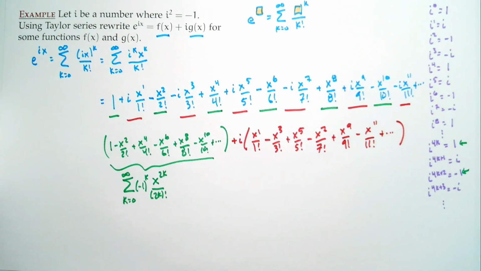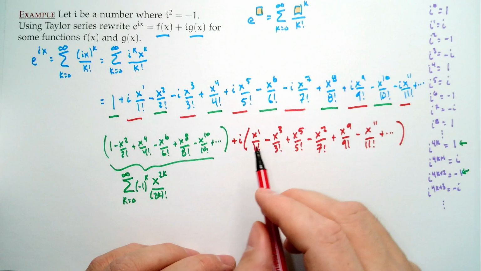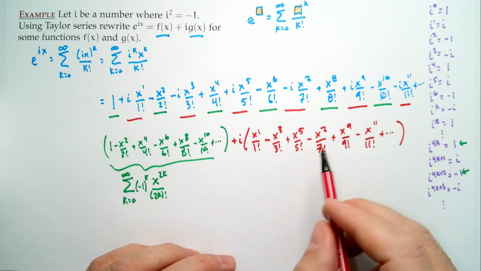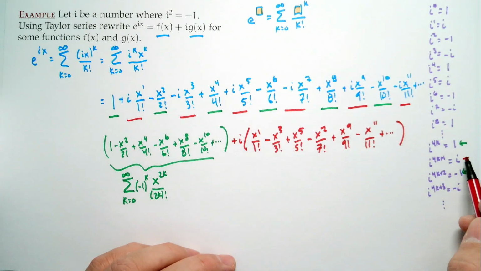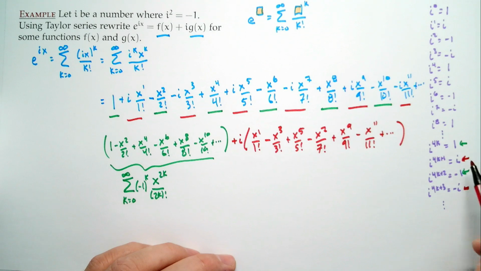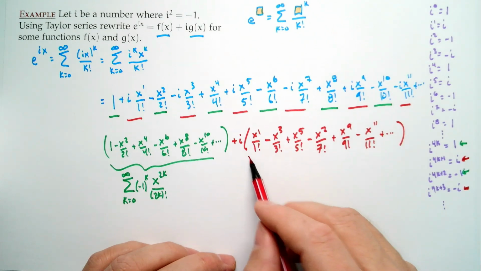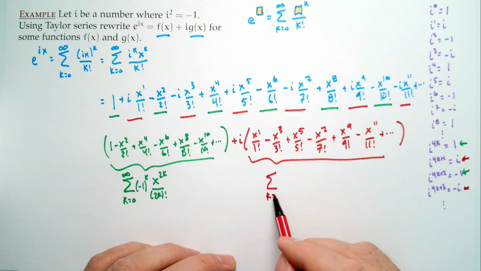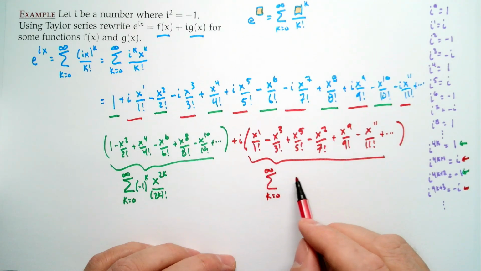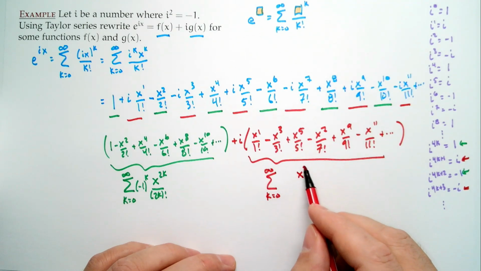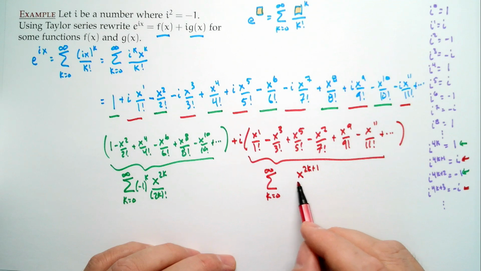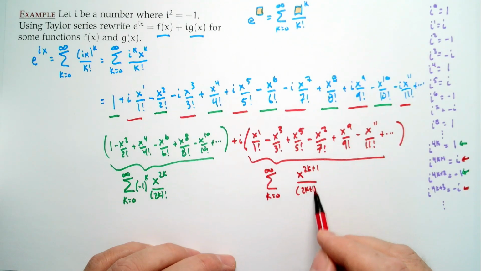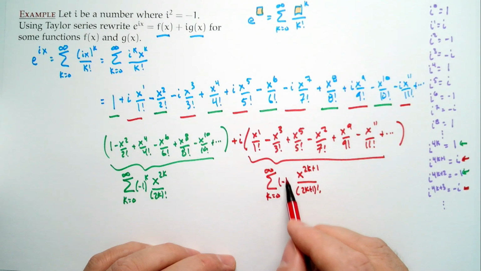Now, again, you see this plus, minus, plus, minus, plus, minus? Well, that's because we alternate between i and minus i. So we could, again, compress this sum. So this is the sum k equals 0 to infinity. And now we have the odd exponents, the odd factorials, and we still alternate sign.